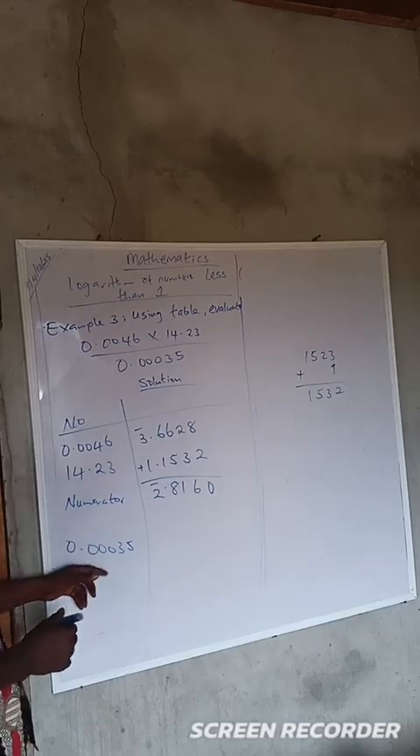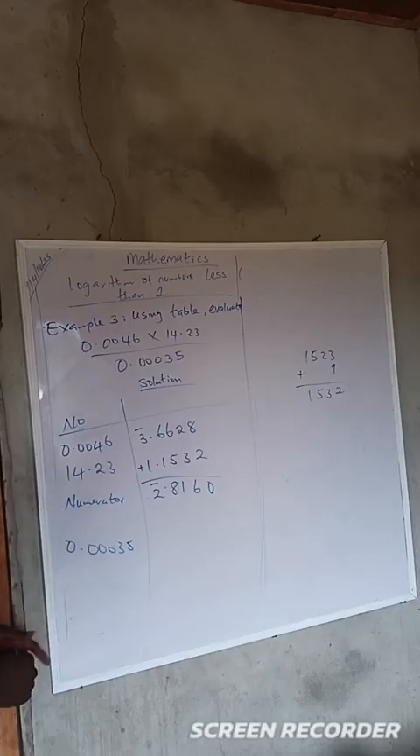So this, we can just, what? Write this number as a number in standard form. This is going to be 0.35 times 10 raised to power minus 4. So that minus 4 is going to go for the bar, which is your bar 4. So you have bar 4.